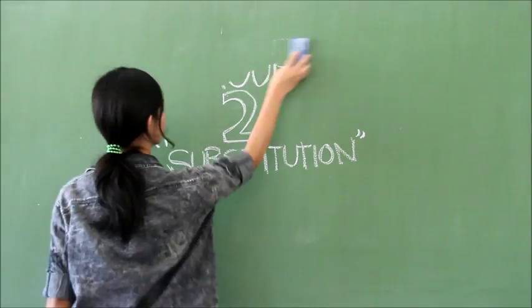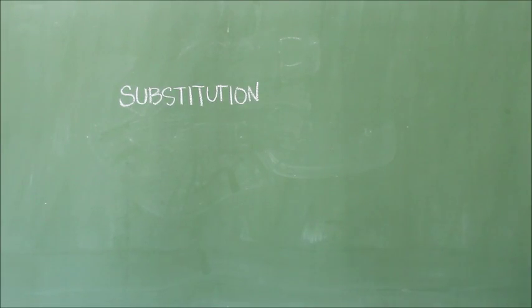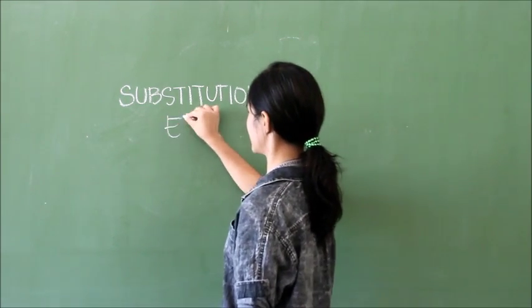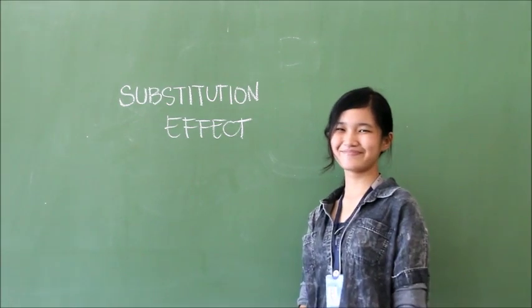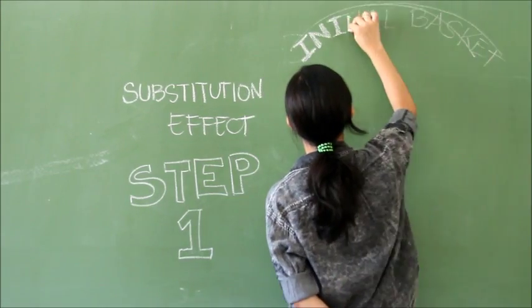We are Group 2 and we are going to talk about substitution effect. Substitution effect is the amount of goods a consumer would buy to achieve the same level of utility. Steps in substitution effect.